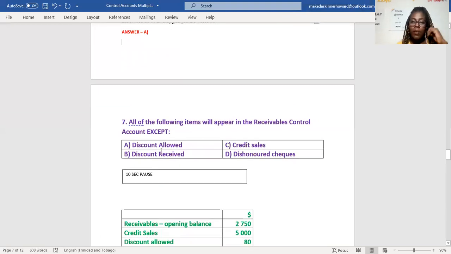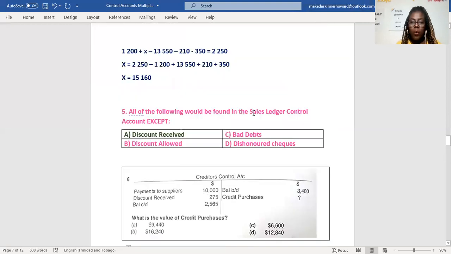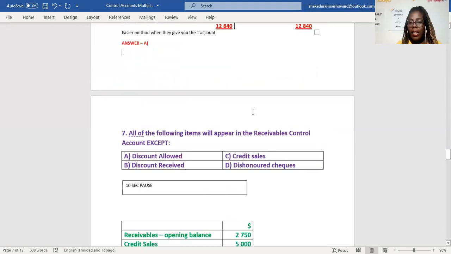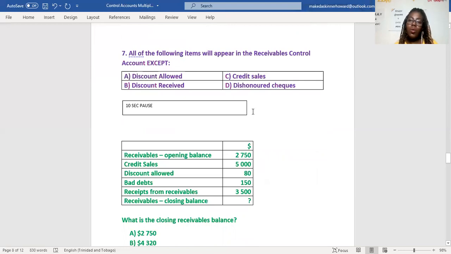All of the following items will appear in the receivables control account except. Now let's just go back up quickly to see. So this one was the sales ledger control account, all right? And here they're asking us about the receivables control account, which is the same thing, just a different name, all right? Which one of these items you would not see in any account that you're dealing with your customers?